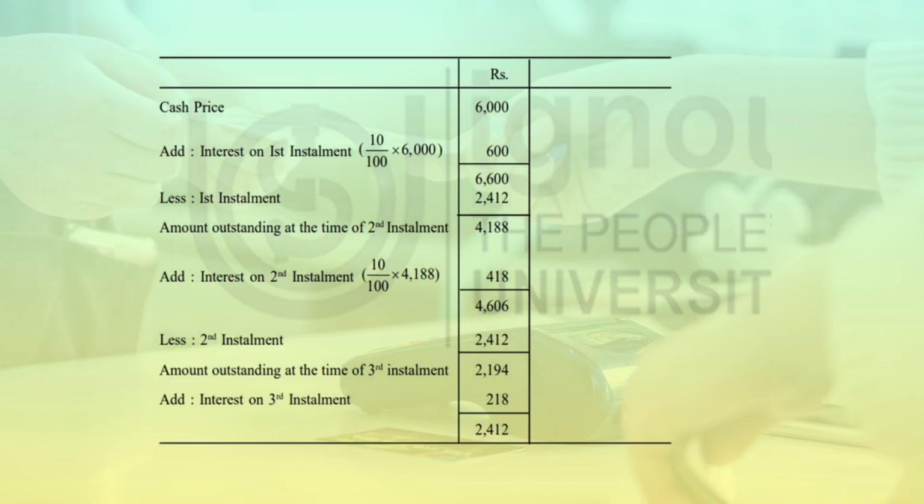Now, we will calculate the amount of interest on this amount at the end of the second year. 10% of 4,188, so the amount comes to 418. So, the total is 4,606, less the second installment, again 2,412. So, the outstanding amount at the end of the second year, or the amount outstanding at the time of the third installment, is 2,194. So, we made the payment of the third annual installment, that is 2,412.